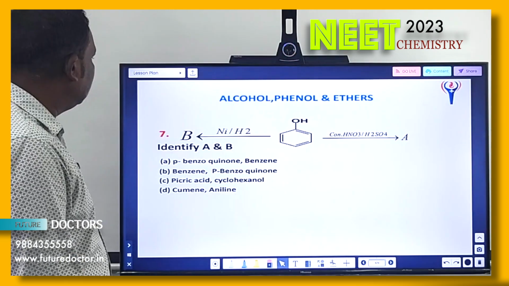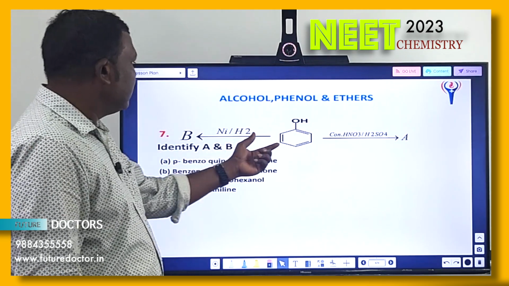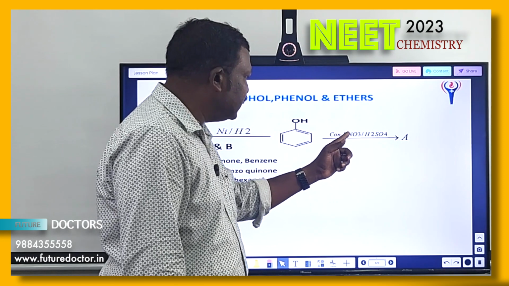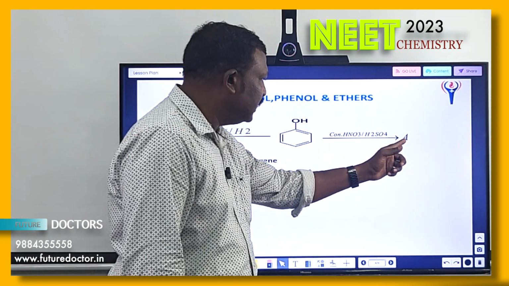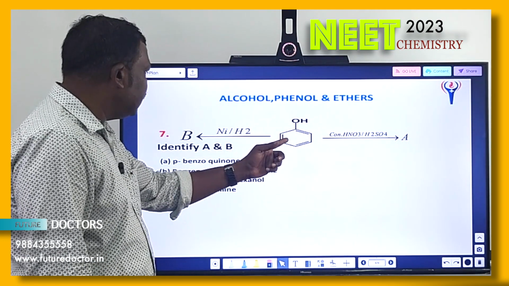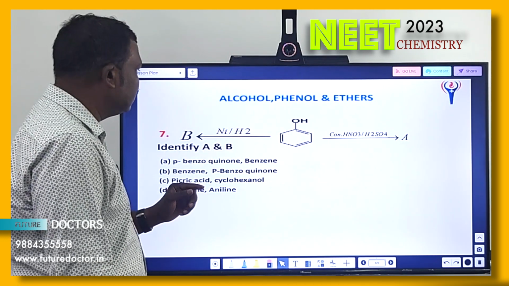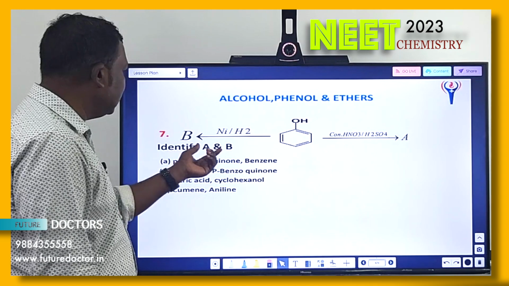Next one, seventh question. This is phenol. Phenol reacts with concentrated sulfuric acid and concentrated nitric acid to form A. The same phenol reacts with nickel in presence of H2 to get B. So identify A and B.